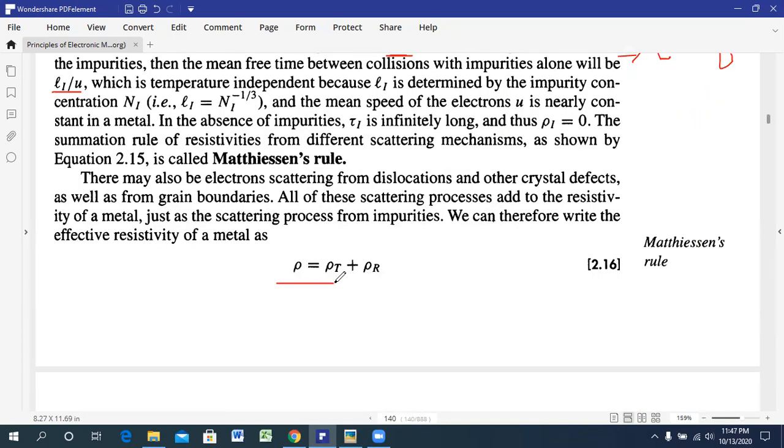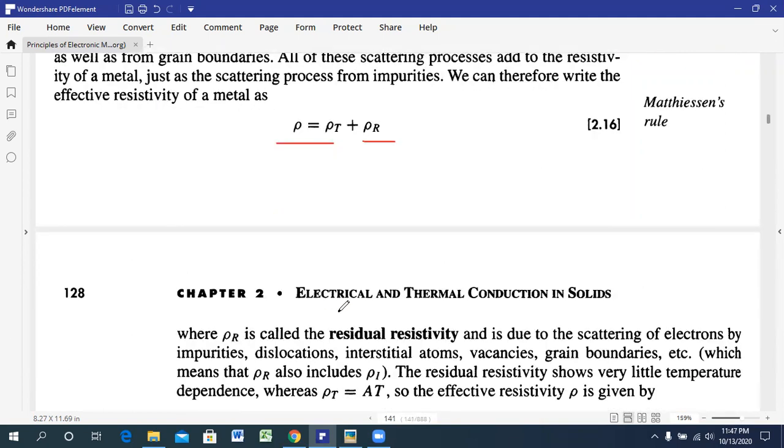So rho_T should be equal to rho_T plus rho_r, where rho_r is known as the residual resistivity, and this one is due to the scattering of the electrons by impurities.